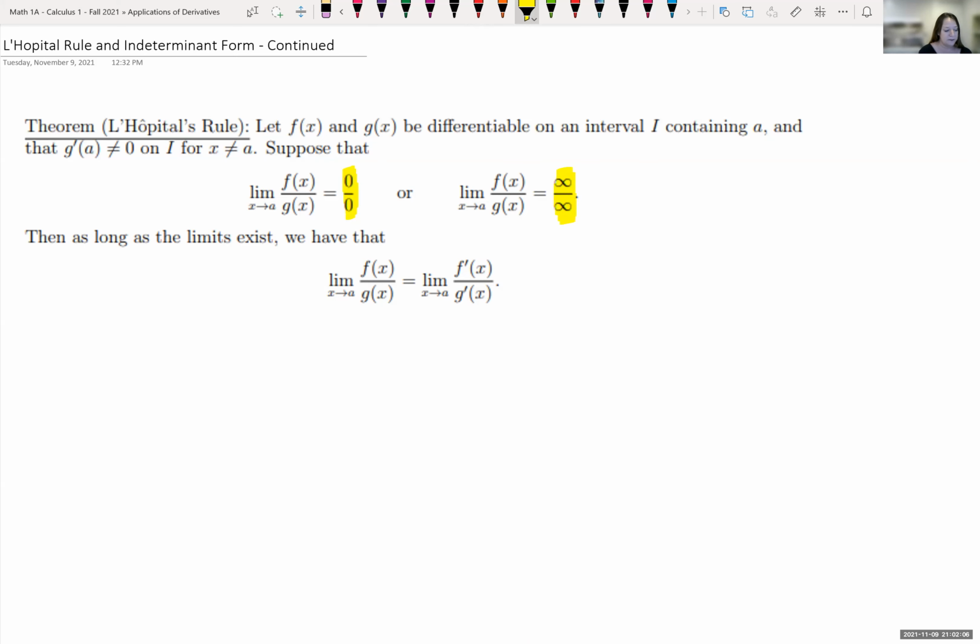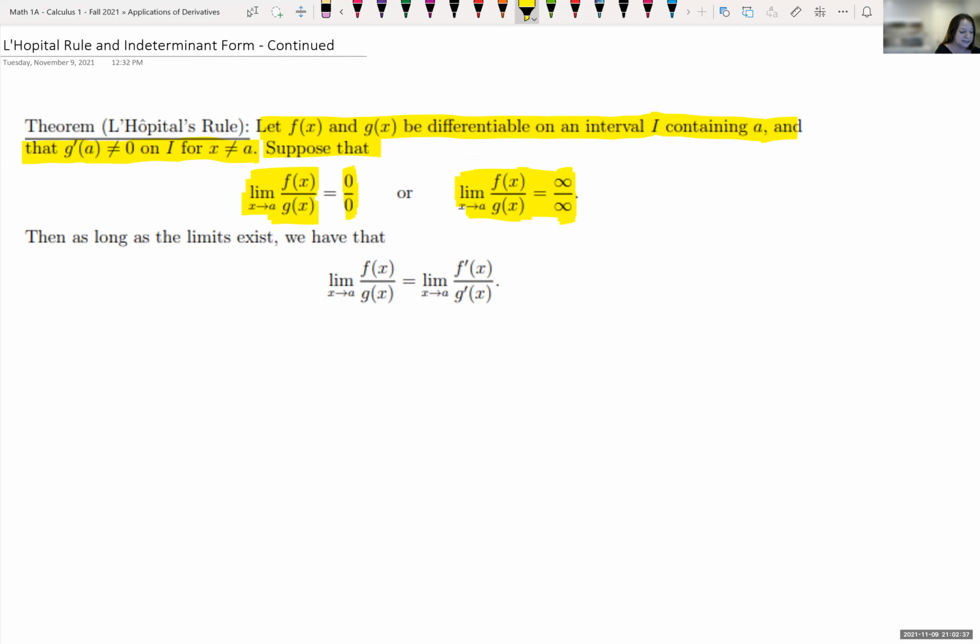So recall that let f of x and g of x be differentiable on some interval I containing a, and that g prime of a doesn't equal 0 on I. For x not equal to a, suppose that if we look at the limit as x approaches a of f of x over g of x, we get the indeterminate form 0 over 0. Or if we look at the limit as x approaches a of f of x over g of x, we get that indeterminate form of infinity over infinity.